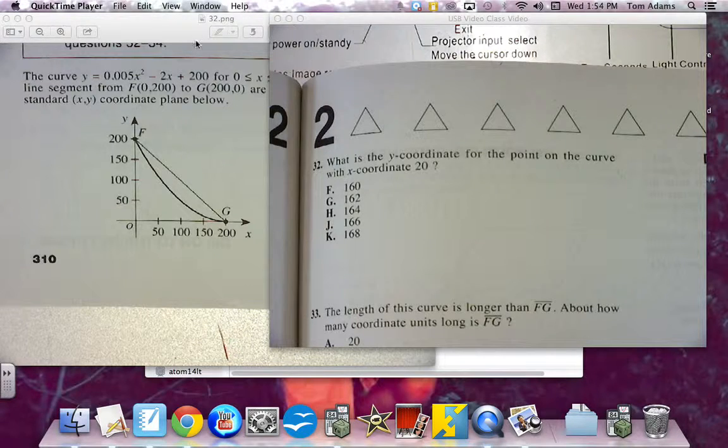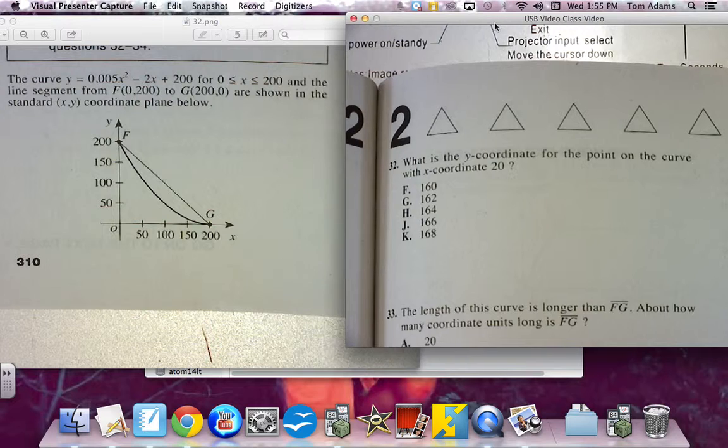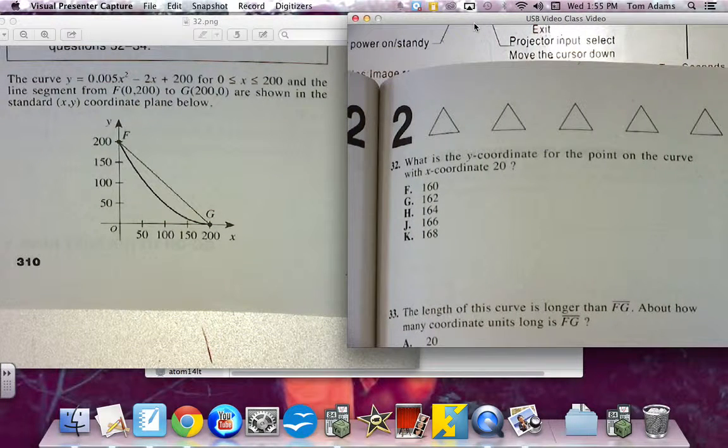I have a couple of things. One is we have this little chart here, and then we're going to answer the question based on the chart. So the chart says the curve is of the function y equals 0.005x squared minus 2x plus 200, and the line segment from (0, 200) to (200, 0) are shown. So FG is like a standard line, and then the curve, because it's a quadratic, has that parabolic shape.